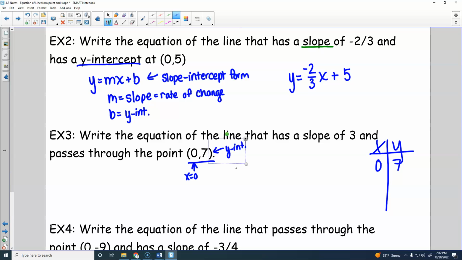So, let's see, Anna Grace, what would the equation be? Y equals 3x plus 7. Perfect. Okay, you just put your slope next to your x, and your y-intercept over here by itself. Good here?